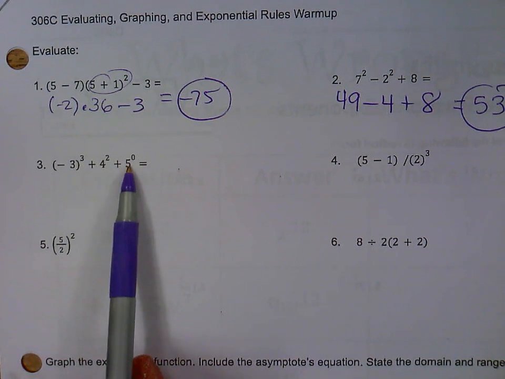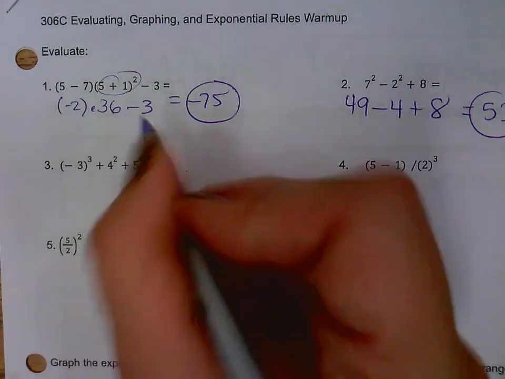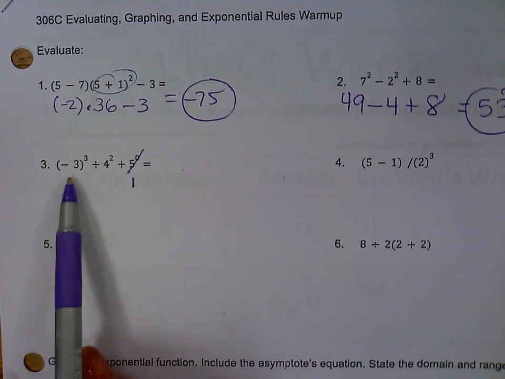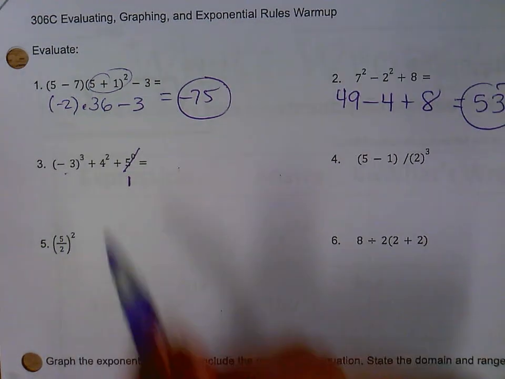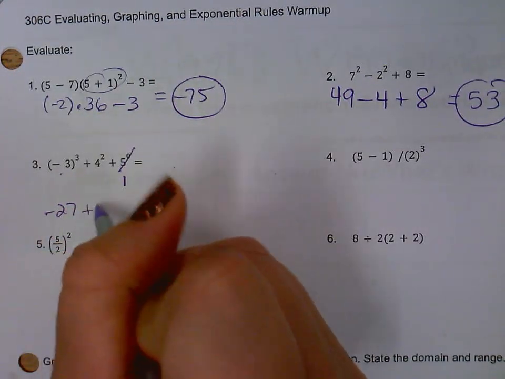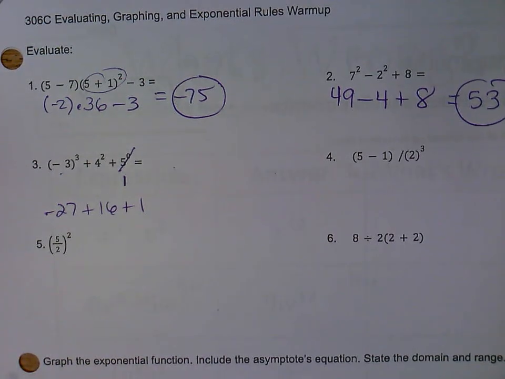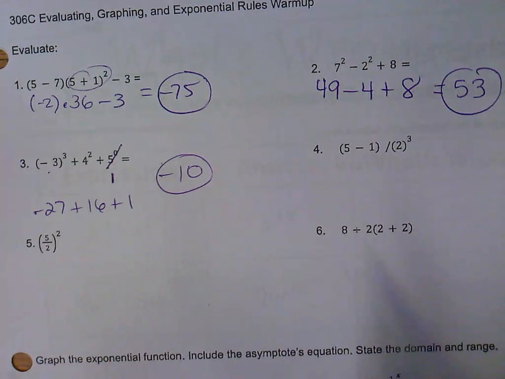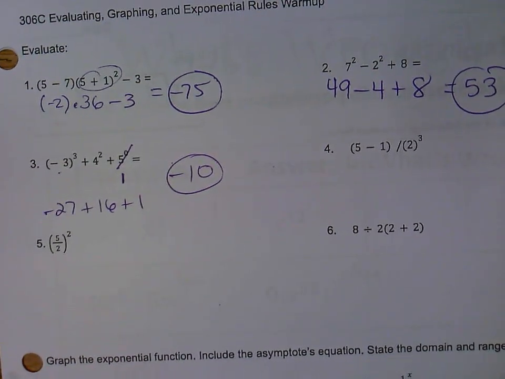I'm going to get rid of this 5 to the 0 power. That's just 1, right? So this is -27 plus 16 plus 1. -27 plus 17. So that'd be -10. Is that what you got for that one? Are people trying it with mental math?